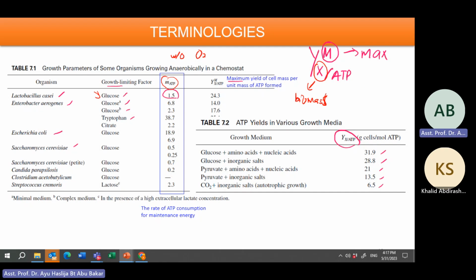M over here is the maximum value. So these are the maximum values. Whereby if you don't see the M up here, that means that is not the maximum value. It is the collective data. So it doesn't mean that data is the maximum data.